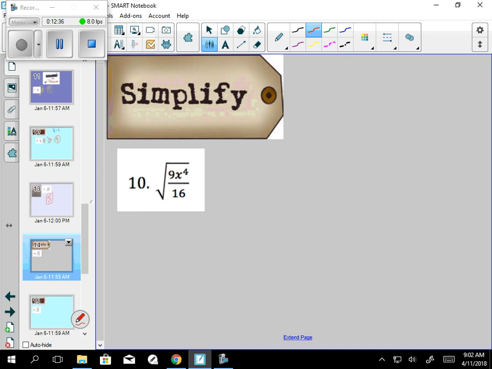Why don't you pause the video, try 10 on your own, see what you get. All right, let's see. On the top here, if you take square root of 9, you get 3. Square root of x to the fourth would be x squared. Square root of 16, you should have got 4. That would be the simplified answer there.